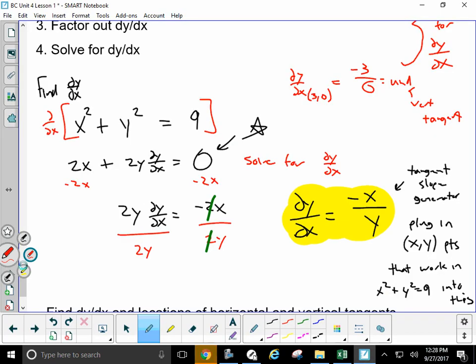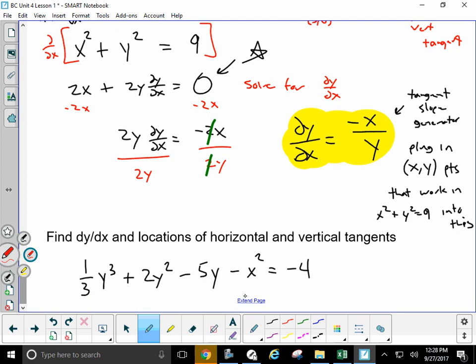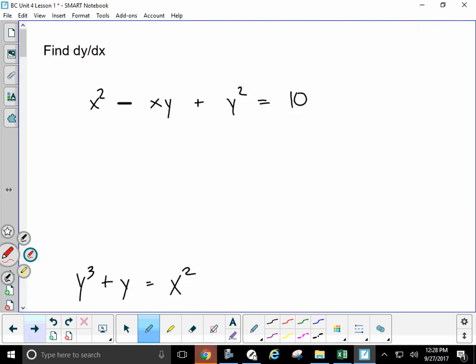Fantastic. That one was easy. Very simple. Let's do something a little bit more difficult, like this one. x squared minus xy plus y squared equals 10. Go ahead and let's take the derivative and let's make sure our first step is correct before we do anything crazy.